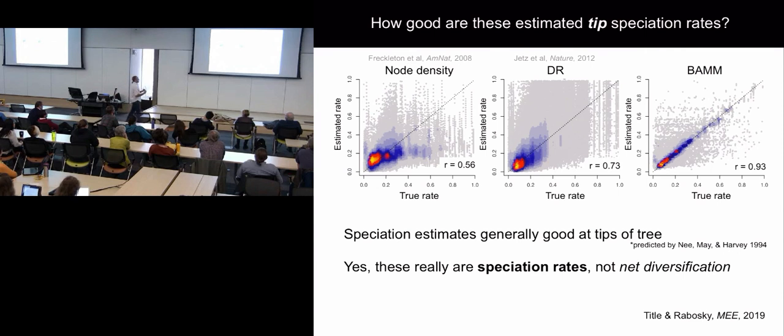And for the paleontologists in the audience, because this comes up all the time, I want to emphasize that these really are speciation rates, not net diversification rates, not worrying about extinction, but actual rates of origination, speciation. We can talk about that after as well, but these are rates of speciation and not net diversification.